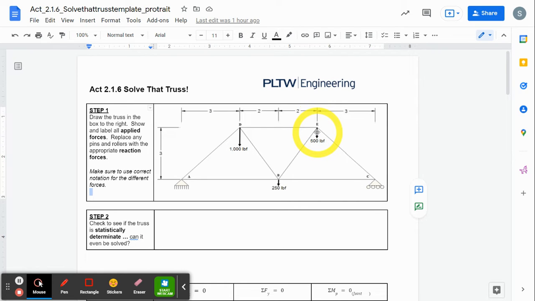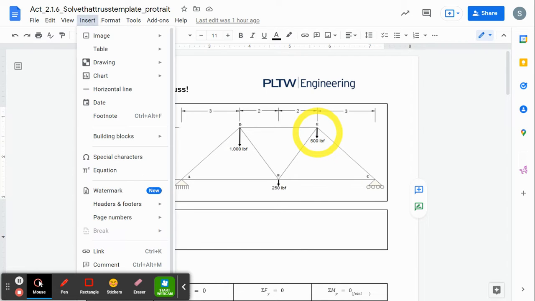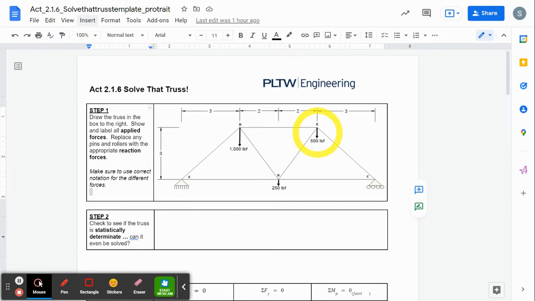So when we look at that and we want to draw it, let me insert a new page actually. Okay. What we're going to do is modify this to show our reaction forces. So right here, we have to recognize what these two symbols are.